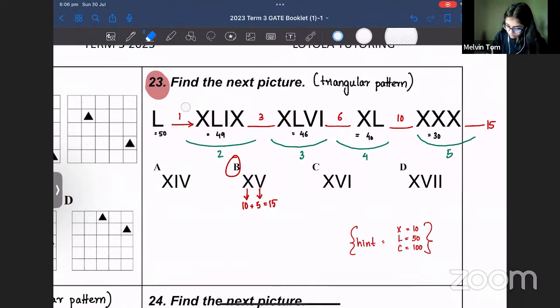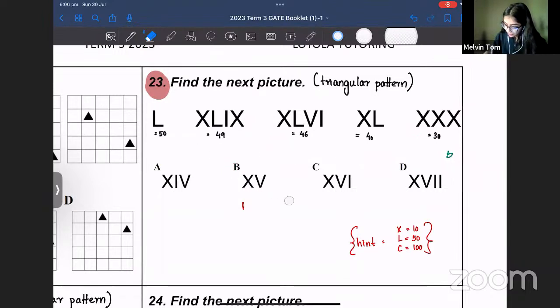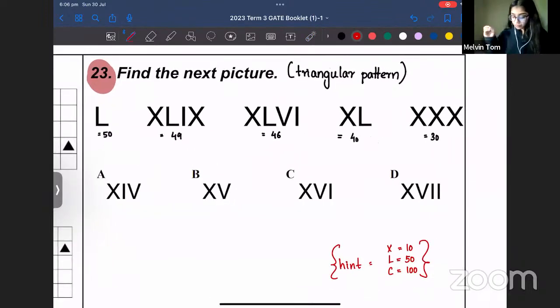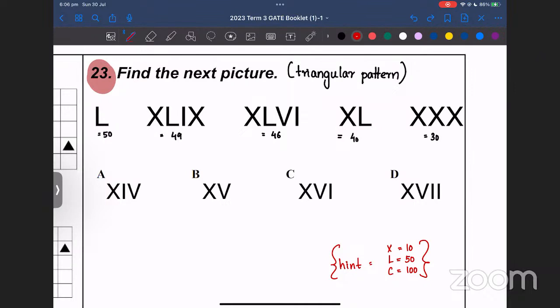Now, for these Roman numeral questions, I want you to write down this hint option that I've given here, basically the translation of what each number is. Write this down in your notebook or wherever you're writing your notes. So L is 50. This is 49, 46, 40, and 30. Make sense? Now, let's find the difference. This is question 23.